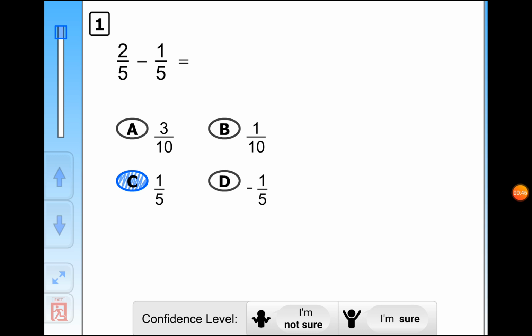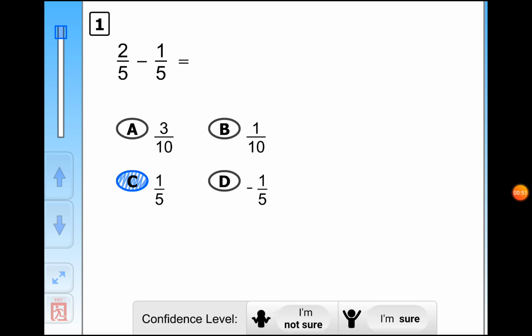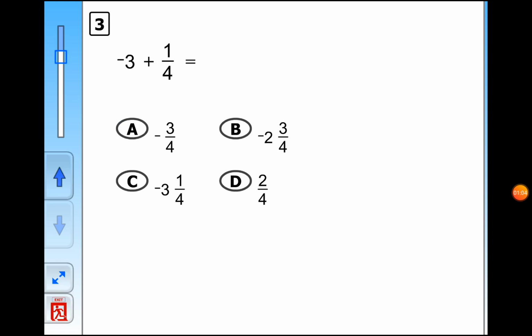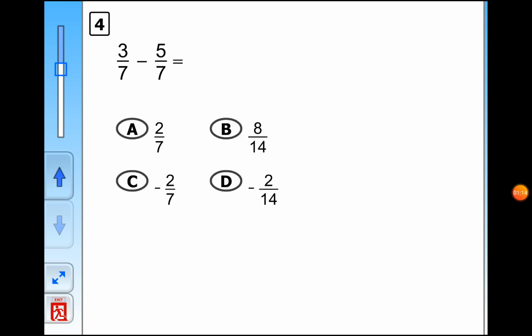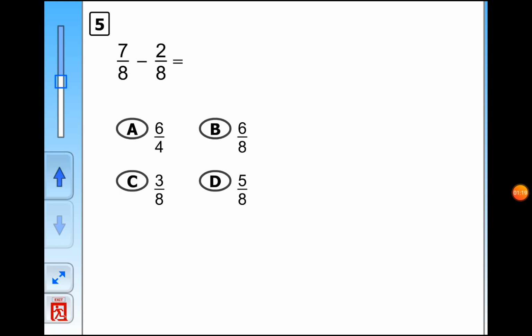2/5 minus 1/5 would equal 1/5, because 2 minus 1 is 1. 6 plus 3 is 9, and the bottom is the same, so it's going to be 9/5. Negative 3 plus 1/4 would be equal to negative 2 and 3/4. Negative 2 over 7. 7 minus 2 is 5, so it's 5 over 8.